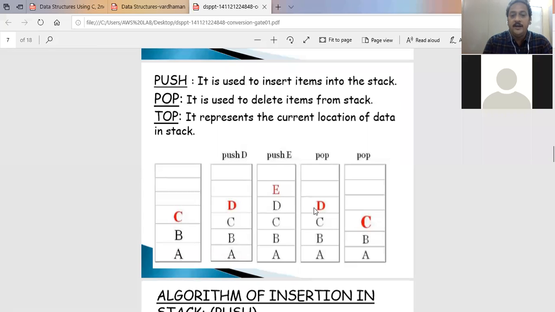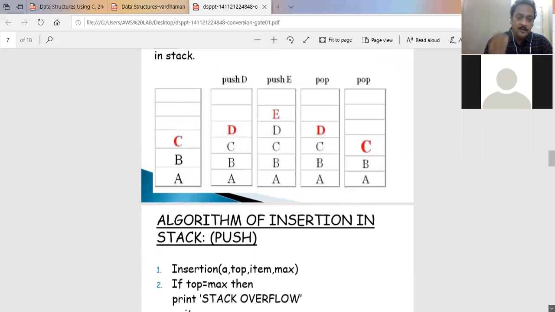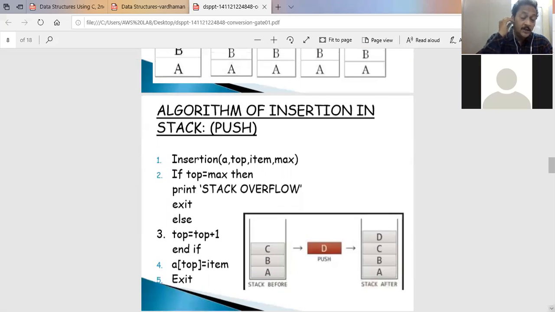And when you try to delete an element, the first element deleted is the topmost element. So in the previous case the top is E. Now, when you delete an element from the stack, E is deleted and D becomes the topmost element. If you delete one more time, then C becomes the topmost element. These are the two basic operations: one is push and the other one is pop.